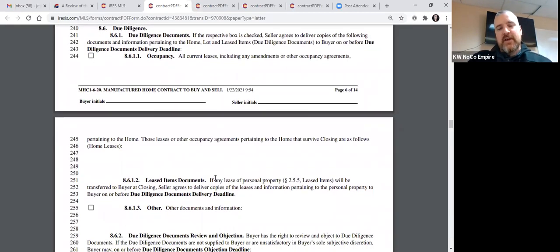Any leased items. So if any lease of personal property will be transferred to the buyer at closing, this would be like your solar panels or whatever. All that stuff would go right there.